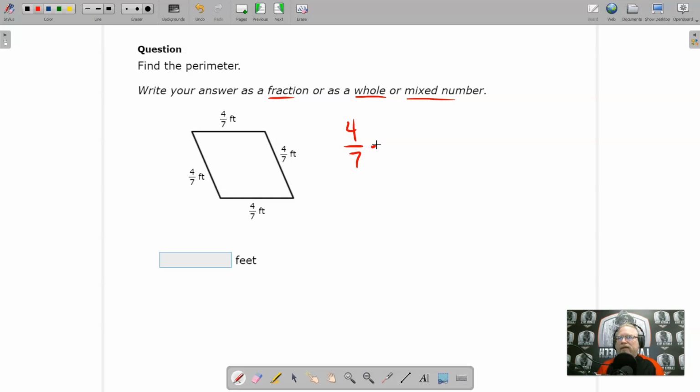So let's take 4 sevenths and multiply it times 4. I'm going to write 4 as a fraction, so I can do fraction times fraction. 4 times 4 is 16, and 7 times 1 is 7. So 16 over 7 is the perimeter.